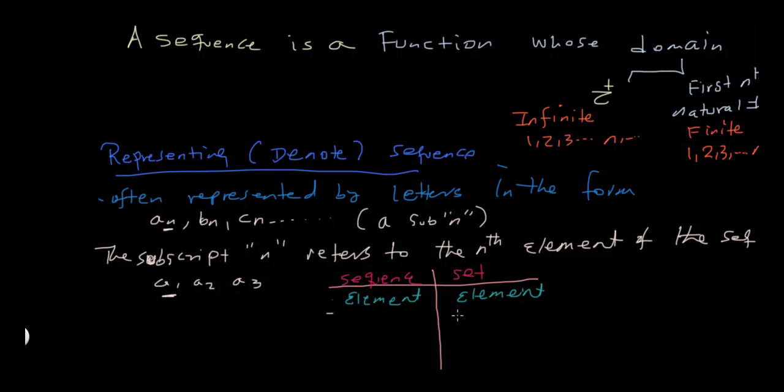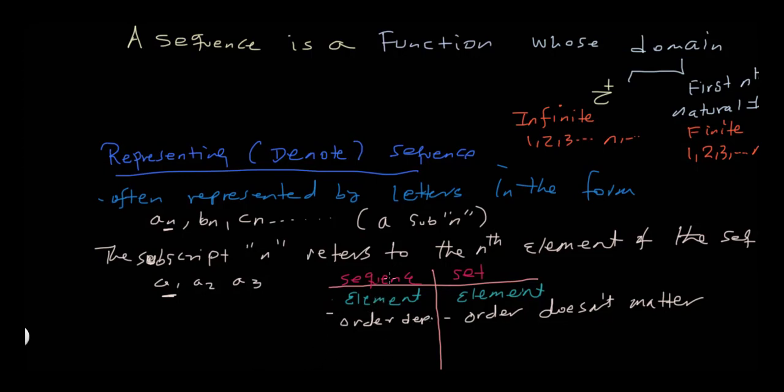The other difference is that in a set, the elements do not depend on order. Order doesn't matter here. But in a sequence it does. This is definitely order dependent. It's just order dependent.